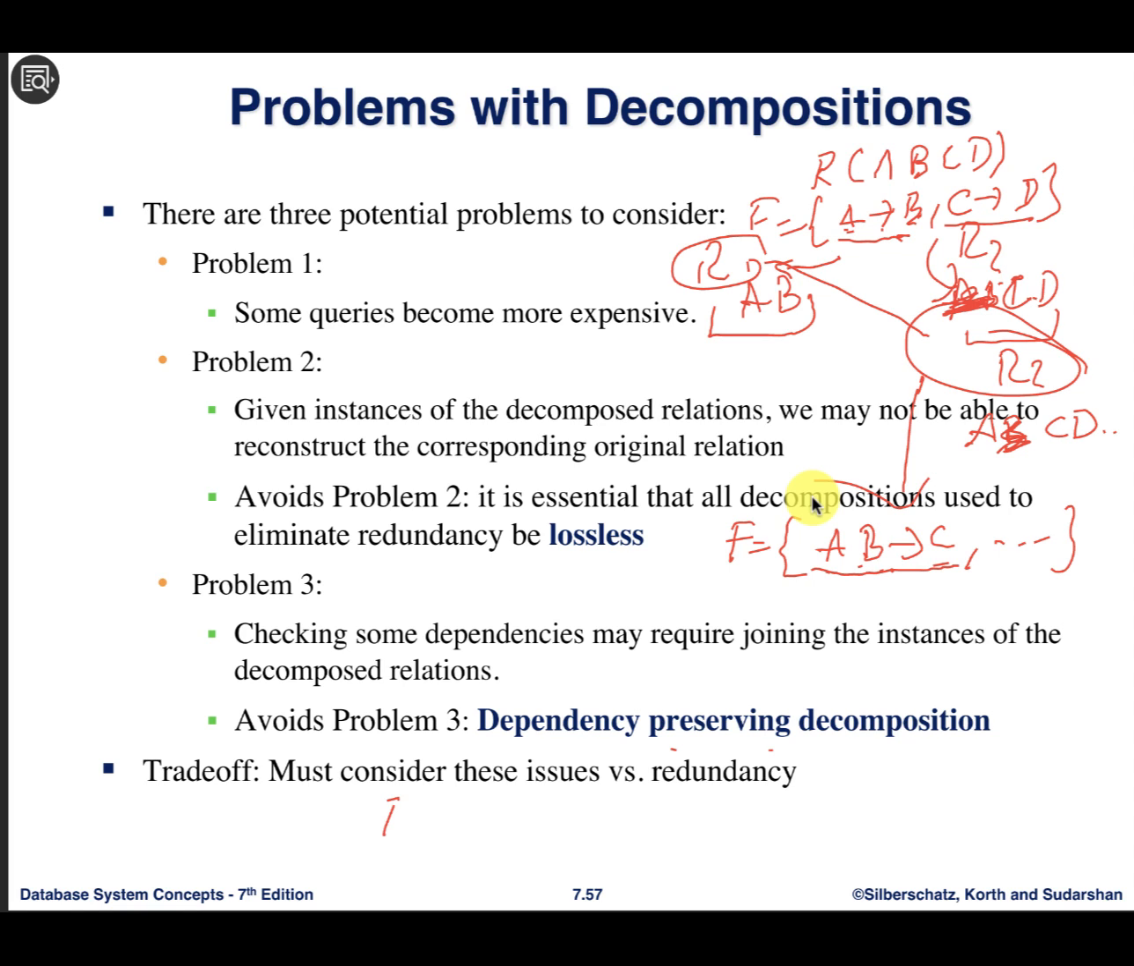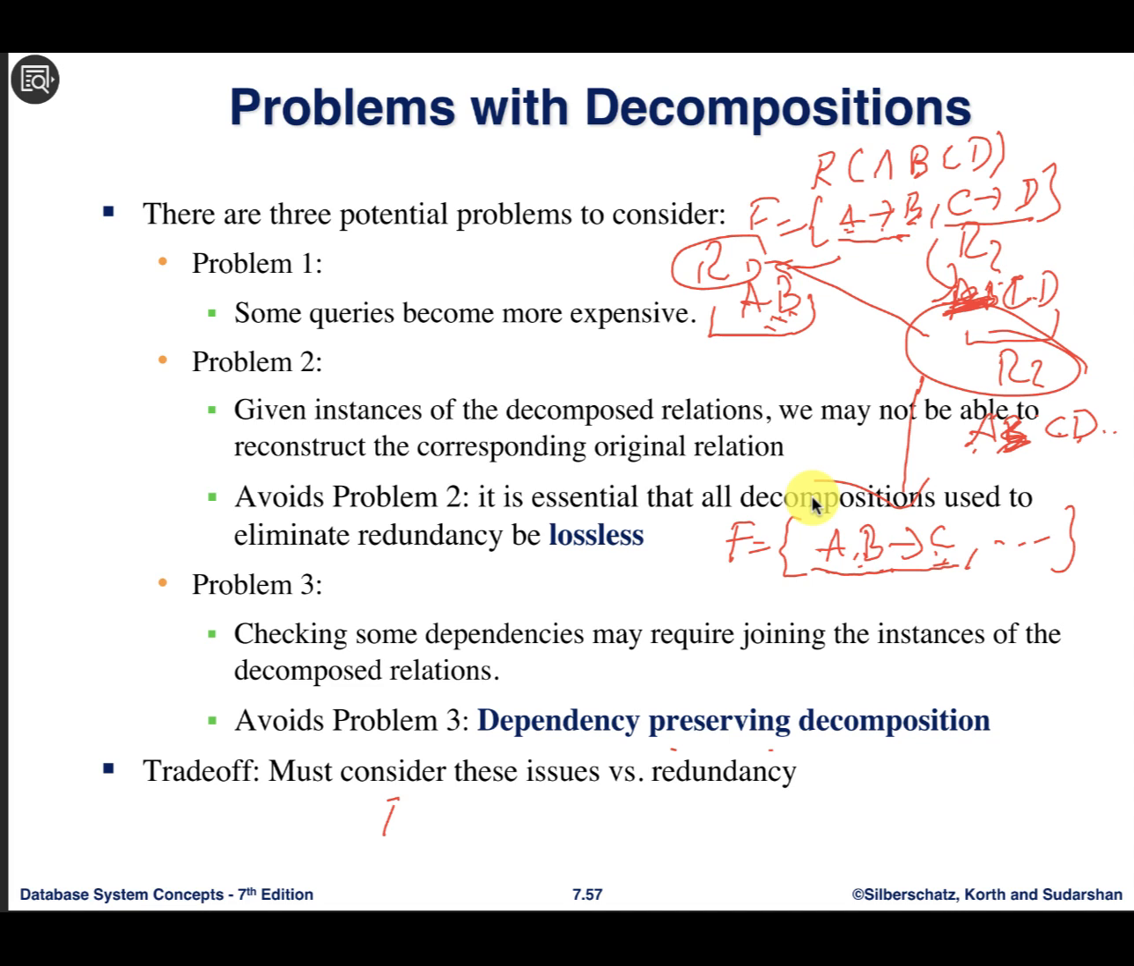Because all these attributes belong to different relations. The AB belongs here, and the C belongs here. Of course, I connect them using A, which requires me to perform a join before testing them. If I have this situation, it is going to be expensive. How can you solve that? I can enforce what is called dependency preserving decomposition.